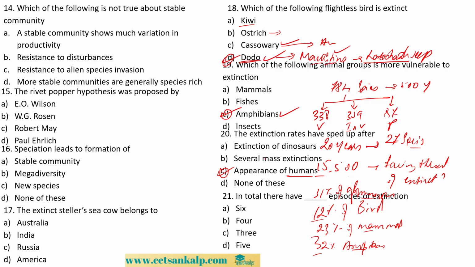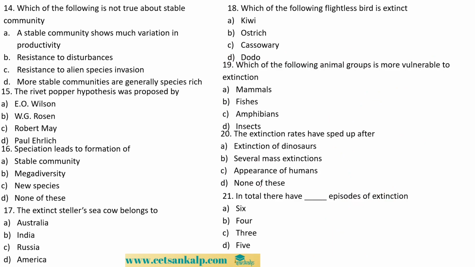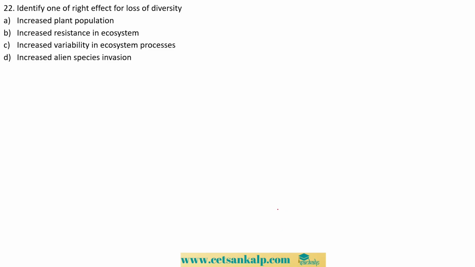In total there have been dash episodes of extinctions: 6, 4, 5, 3 and 5. The answer is 5. Up to now, 5 mass extinctions have happened. The current ongoing one is the 6th mass extinction. So yeah, D is the right answer over here.